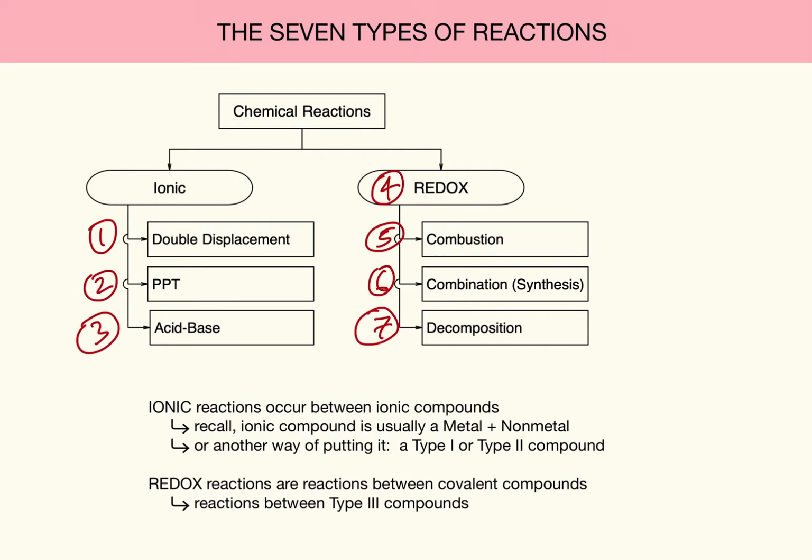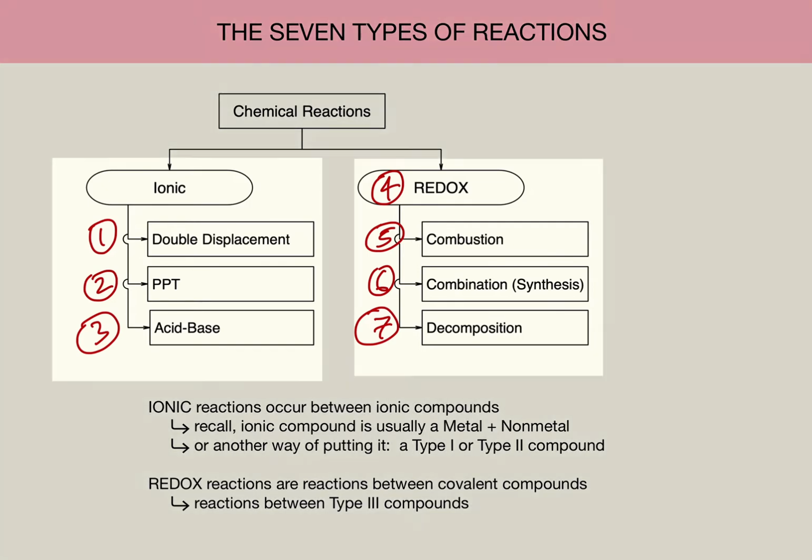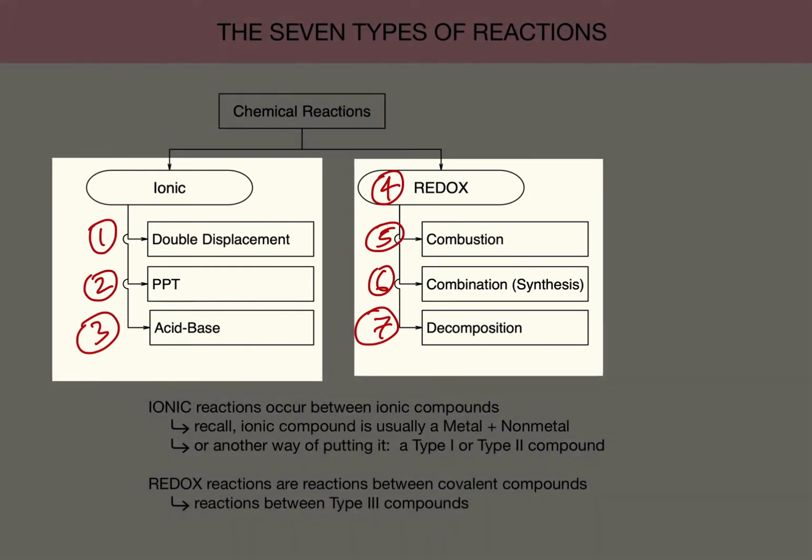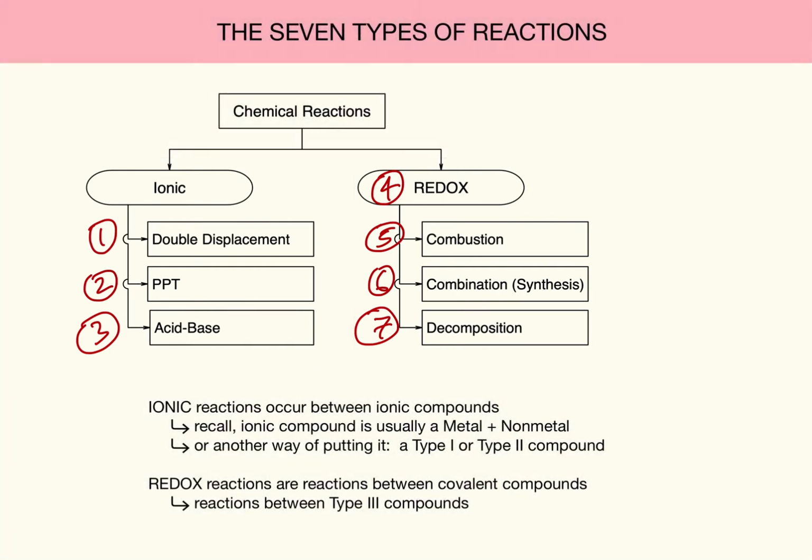Now, to help organize these 7 classes, I've actually broken them down into 2 key blocks: ionic reactions and redox reactions. And this diagram is meant to illustrate the fact that ionic reactions are very, very different from redox reactions. And to illustrate the point that all ionic reactions have a lot in common, and redox reactions have a lot in common.